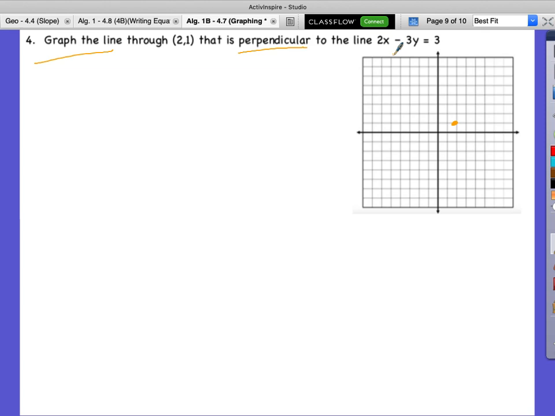But is this set up for our slope already? No. Okay, so what do we need to do to get our slope from 2x minus 3y? We need to get y alone. So we don't want to move 3y. If we're trying to get y alone, subtract 2x.